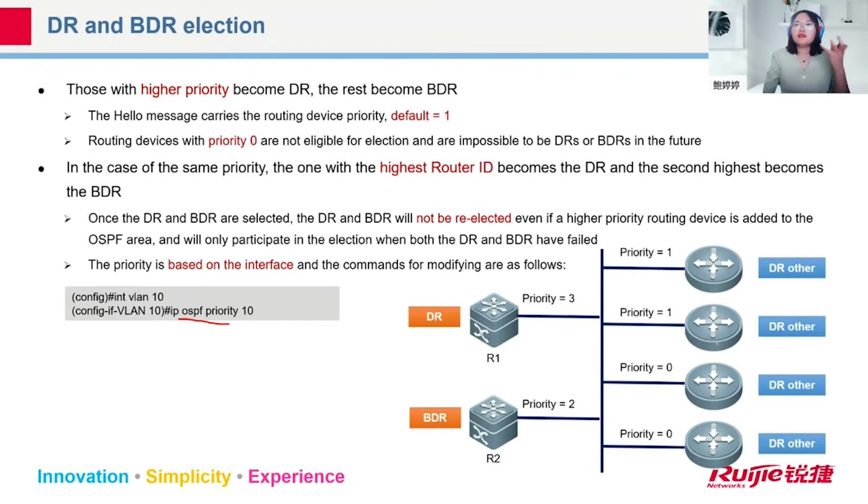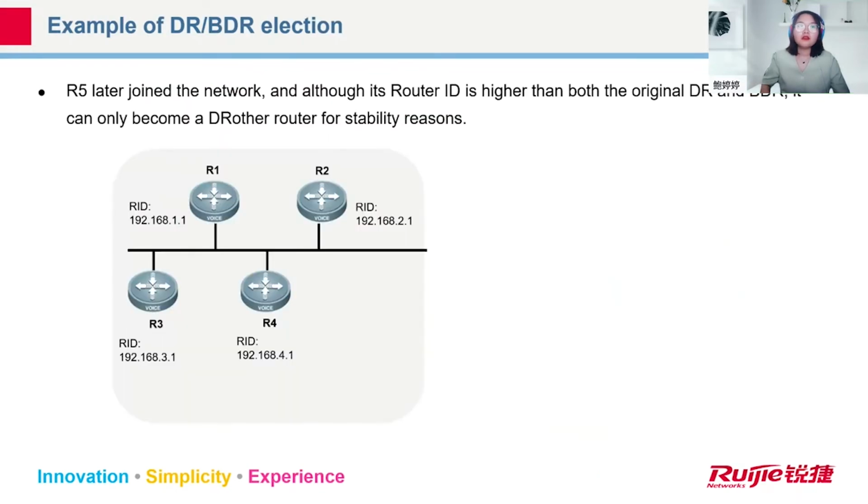So in a sentence, it means if we select the DR and BDR, we have to keep the network stable. So if we also have devices with higher priority, they can only be DR other. So here is an example for you.